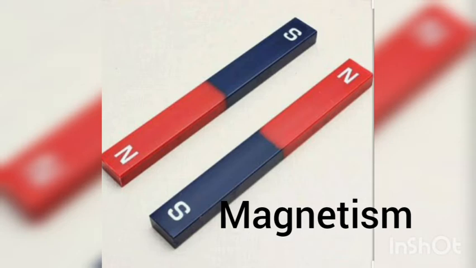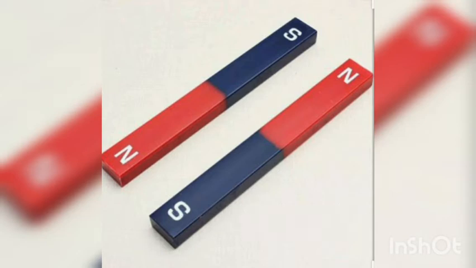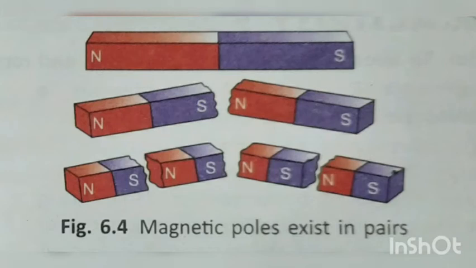Then the second property we studied is that magnetic poles occur in pairs only. That means we can separate the magnet into a smaller one, and again we get two poles in the small piece. So the second property is that magnetic poles occur in pairs only. We don't get a single pole in a magnet.